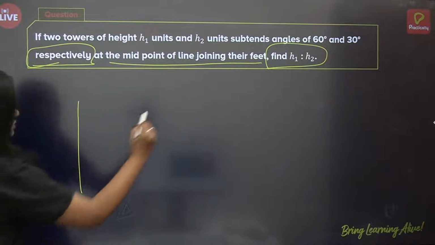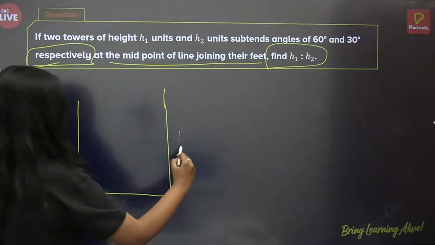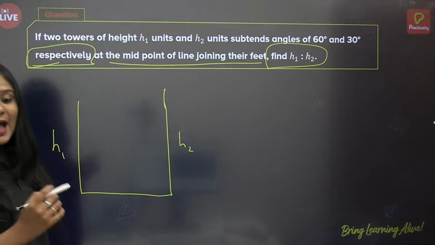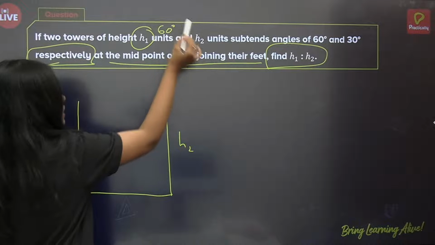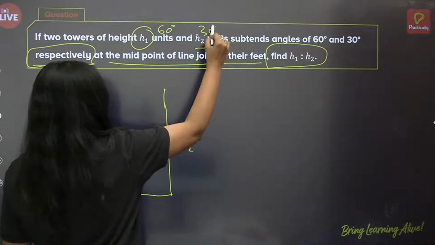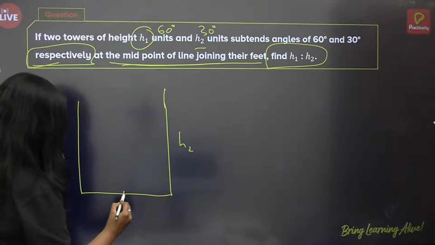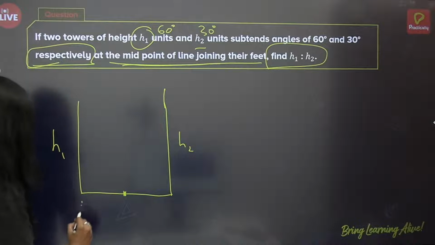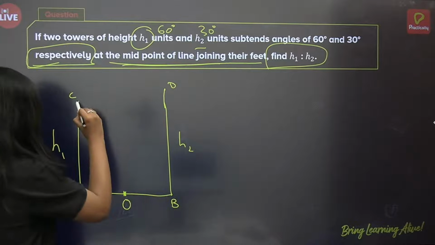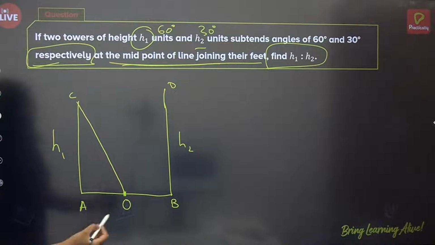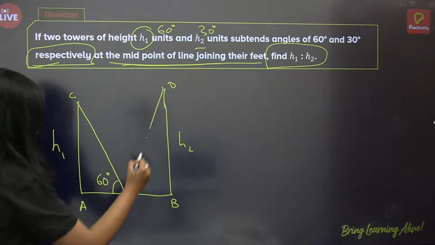There are two towers, H1 and H2. They subtend angles of 60 degrees. That is, H1 subtends an angle of 60 degrees and H2 subtends an angle of 30 degrees. At where? At the midpoint of the line joining their feet. So let us take this to be the midpoint. And first let me name also. This is A, this is D, this is O. Now, H1 subtends the angle at the midpoint of the line, 60 degrees. H2 is 30 degrees.